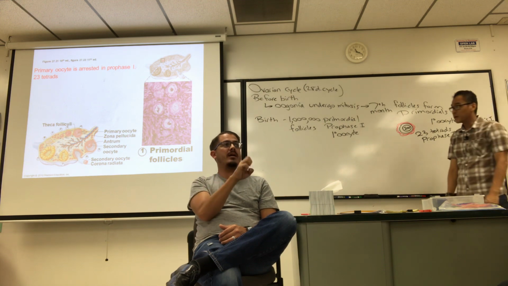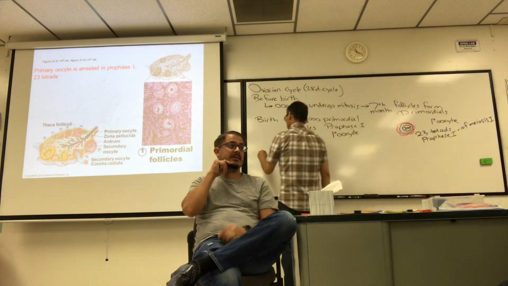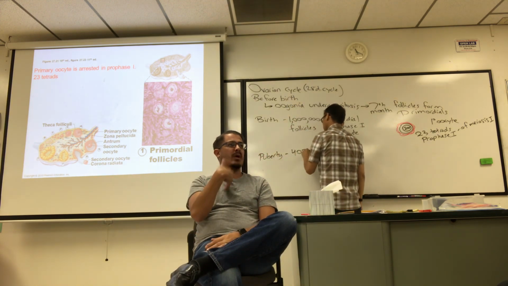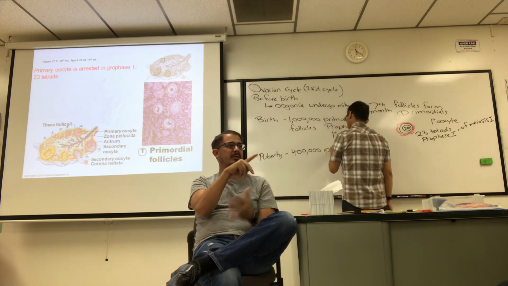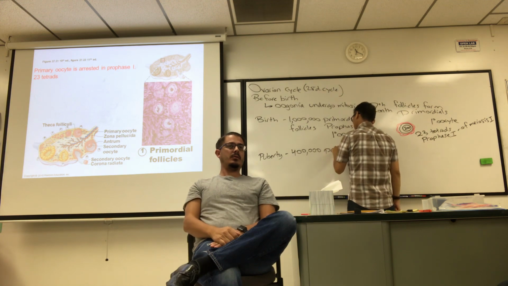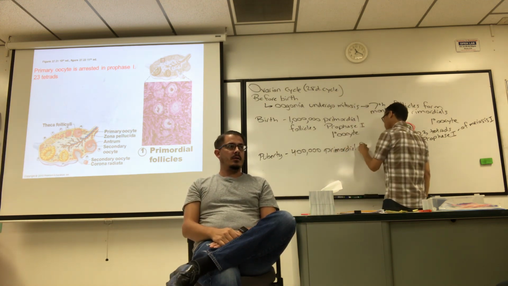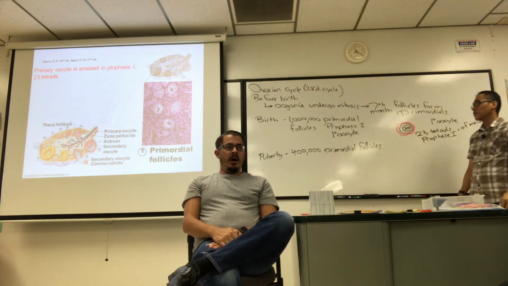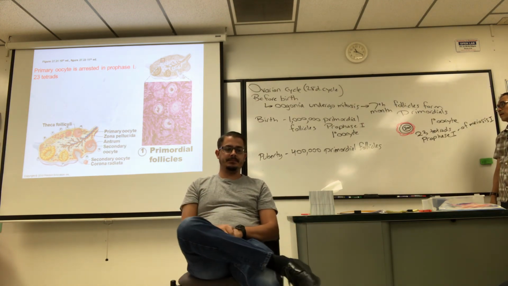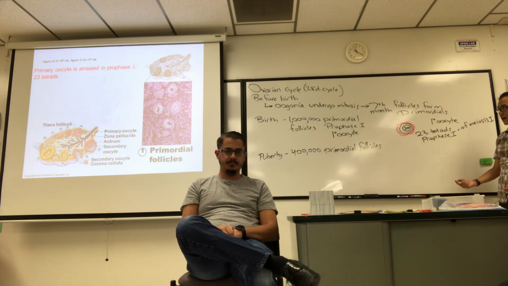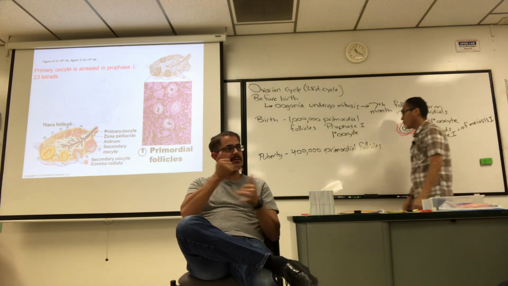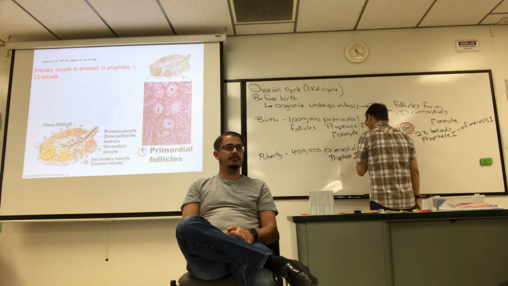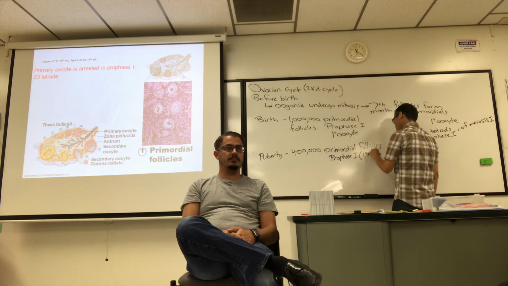Let's skip from birth to puberty, 12.5 years. Because in puberty, you're down to something like 400,000 primordial follicles. Again, still stuck in prophase 1. Again, we still call it a primary oocyte.